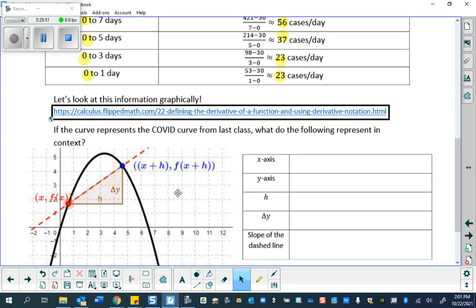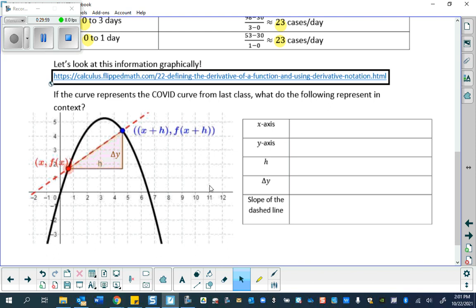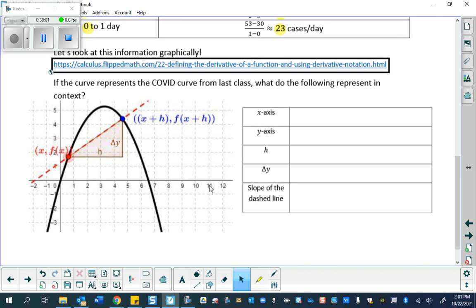All right. If the graph represents the COVID curve from the last class, what do the following represent in context? Talk with your partners and see if you can fill in what we're talking about with that graph.